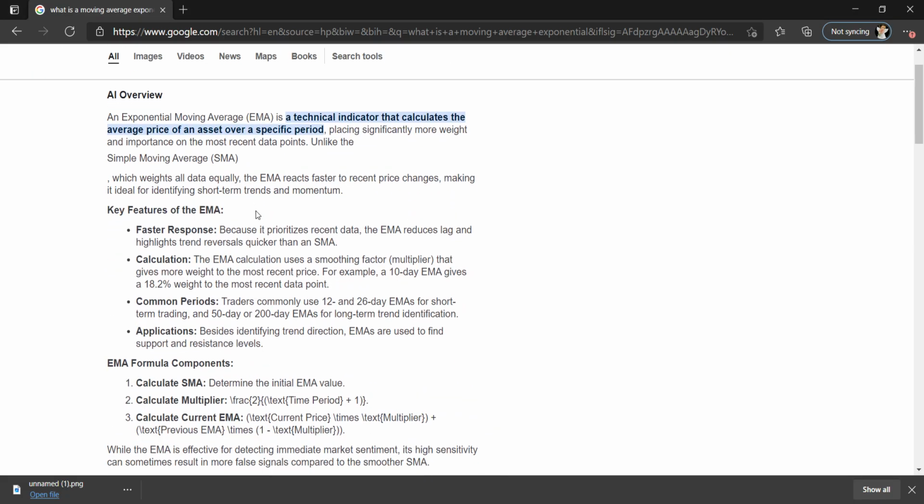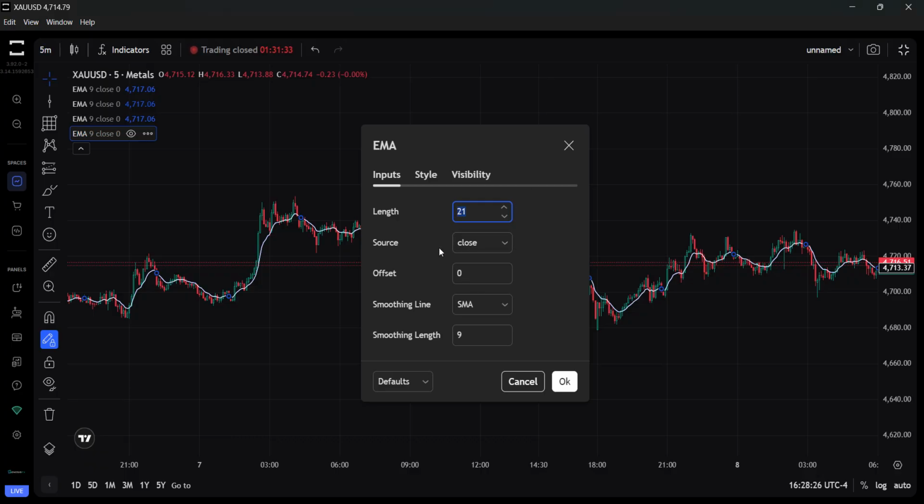An EMA, an exponential moving average, is a technical indicator that calculates the average price of an asset over a specific period, placing significantly more weight and importance on the most recent data points, unlike the simple moving average, which weighs all data equally. The EMA reacts faster to recent price changes, making it ideal for identifying short term momentum. All right. So basically, what that's telling you is that the EMA 21 is counting the last 21 candles, which gives you a representation of where the US dollar is at when you're trading gold. And the EMA 9 gives you a representation of current price of the last 9 candles, all right?